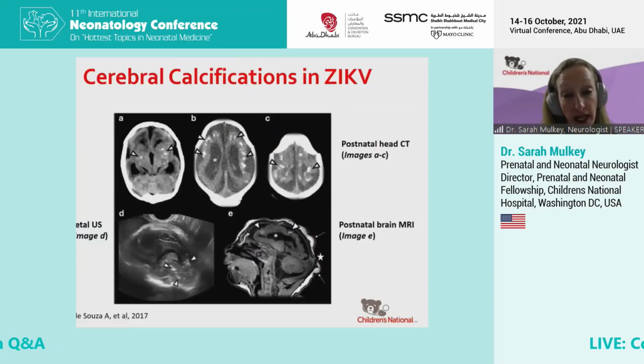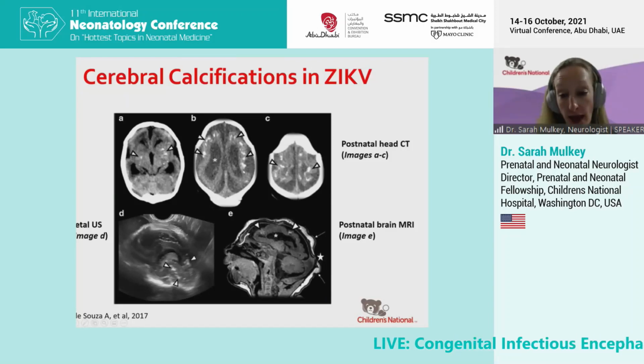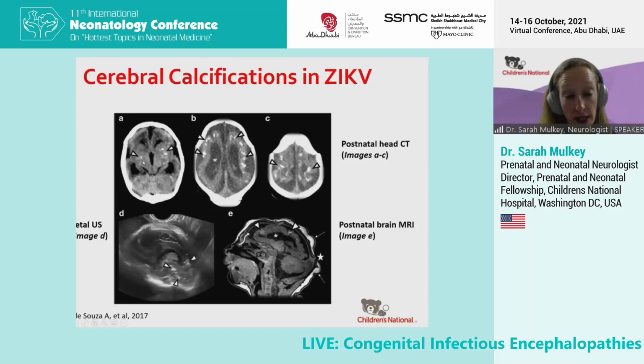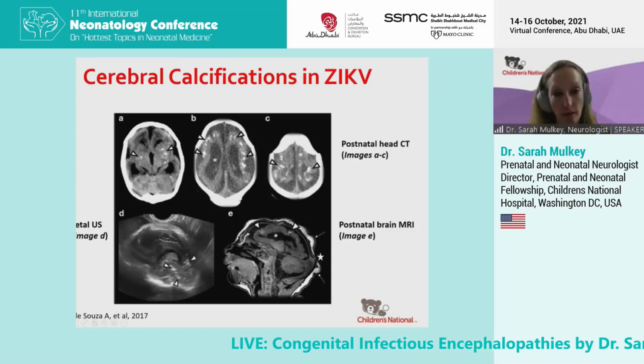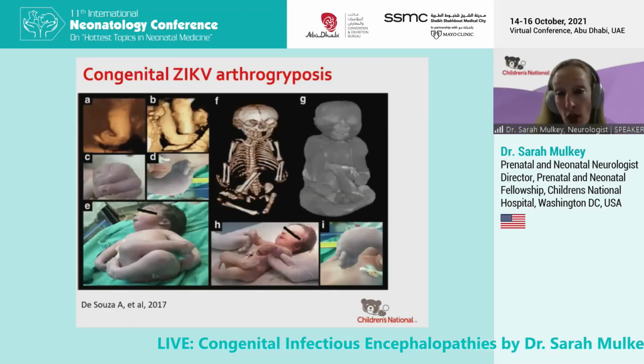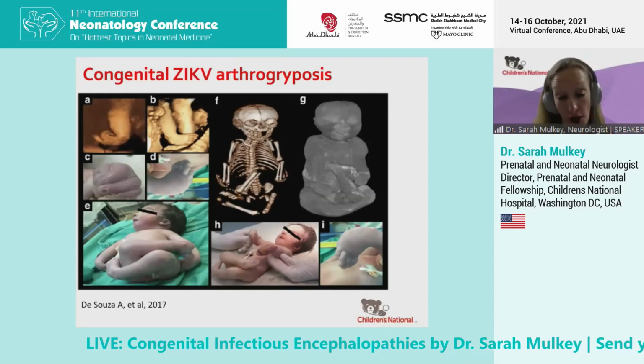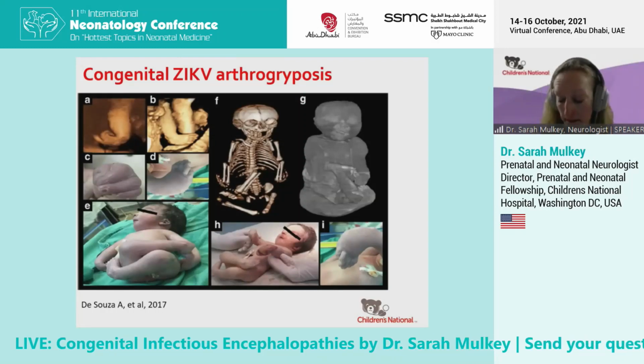The cerebral calcifications in Zika are in the subcortical region, so different from the other congenital infections. They can also be in the basal ganglia region. And then Zika can cause arthrogryposis. None of the other congenital infections do this.